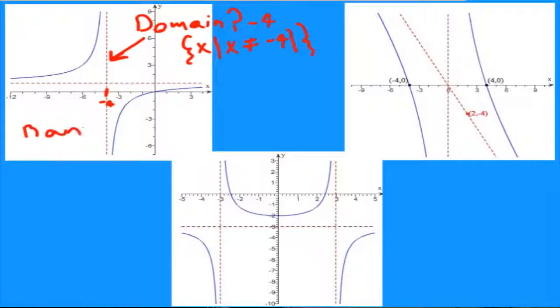Range. Yeah, you got it right. Your range is your horizontal asymptote, which is crossing at 1. Right there, it's 1. So you would write it as y is not equal to 1. There you go. There's your range. That's all you have to do. You just have to look at these imaginary lines called asymptotes.